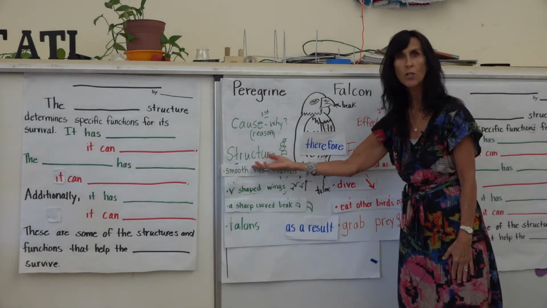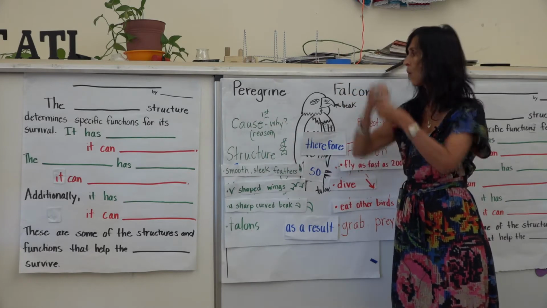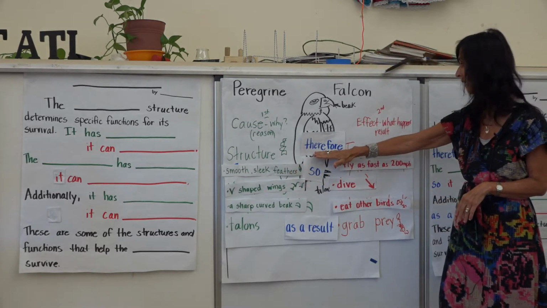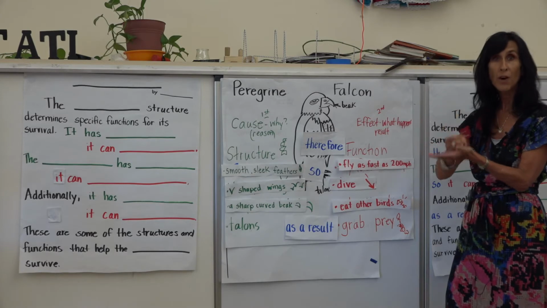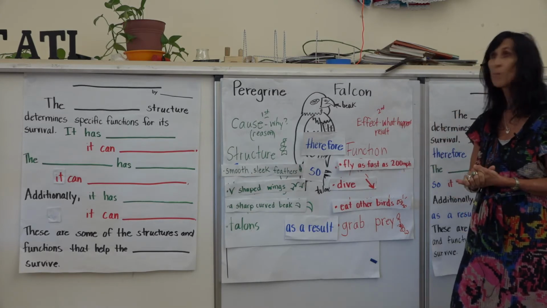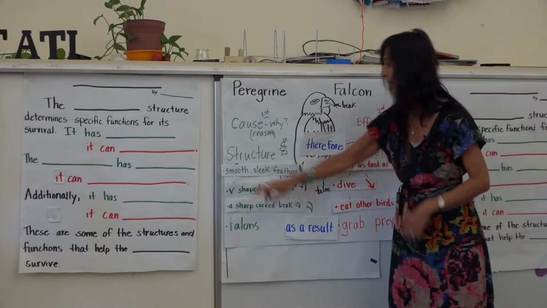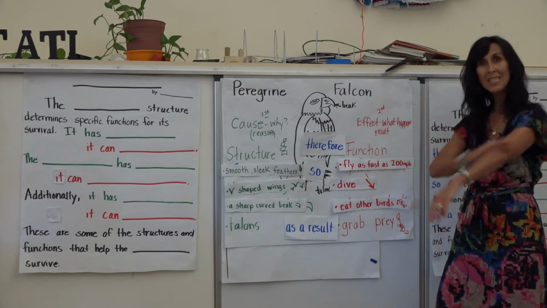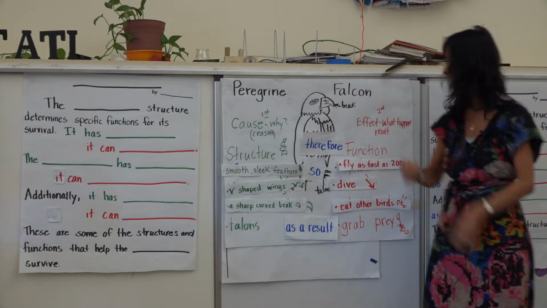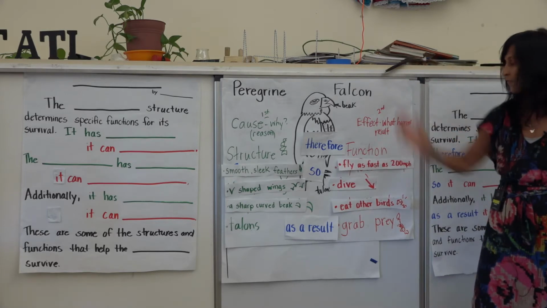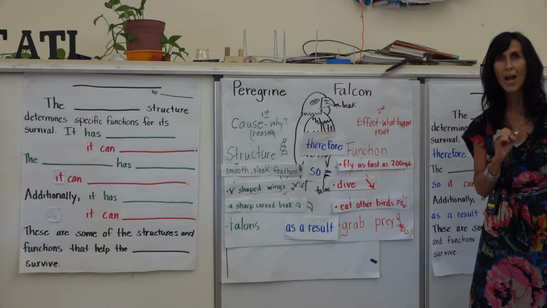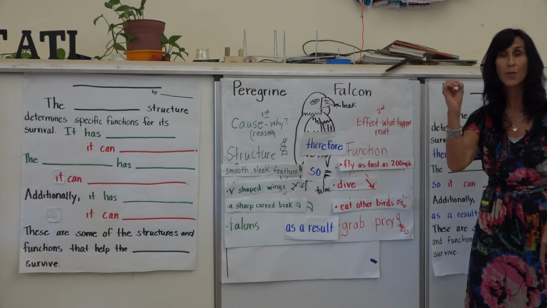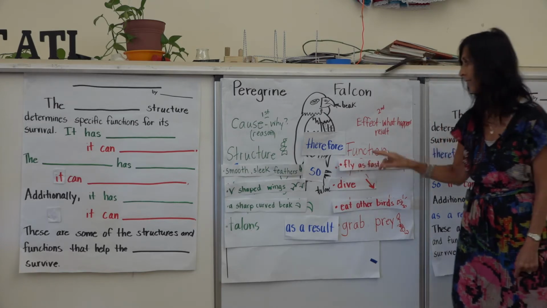We always start with the structure because that's the cause or the reason why something happens. We'll say the structure, we'll use our cause and effect language, and then we'll say the function or the job it does. Practice it with me, friends. It has smooth, sleek feathers. What does it have? It has smooth, sleek feathers. Therefore, it can fly as fast as 200 miles per hour. Say it with me. Therefore, it can fly as fast as 200 miles per hour. You practice. Tell your family.